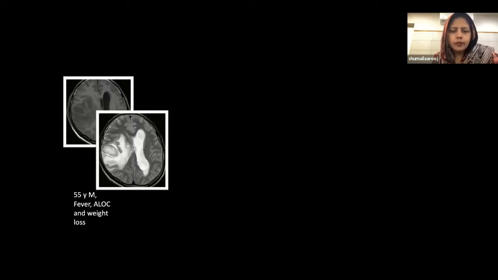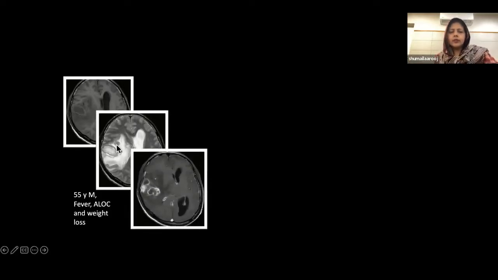On T2 weighted images, you can appreciate the same findings, except that the central area is hyperintense. There is some T2 low signal area here. So now explain the post-contrast findings.